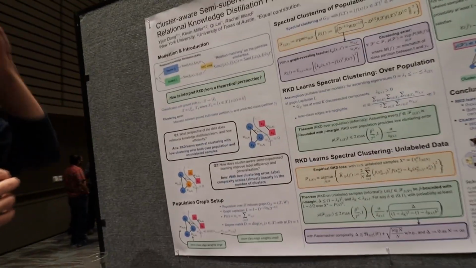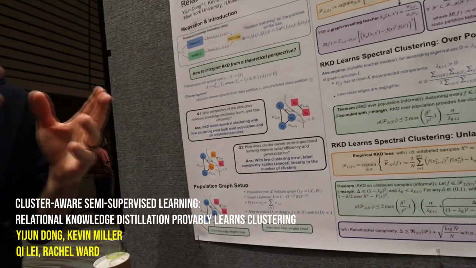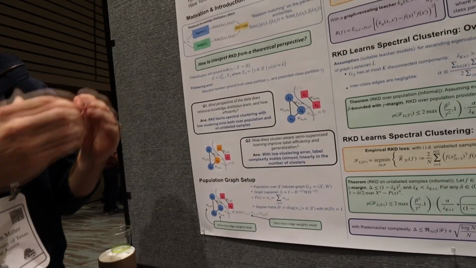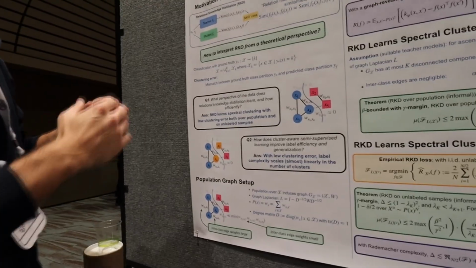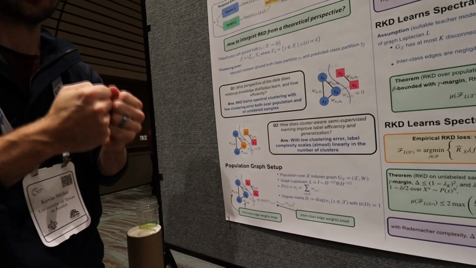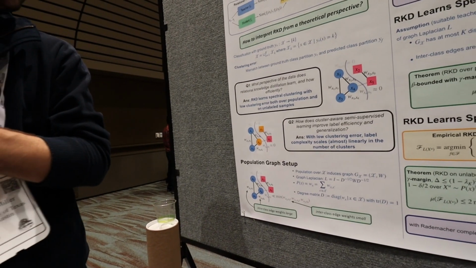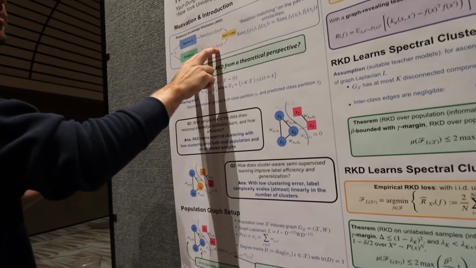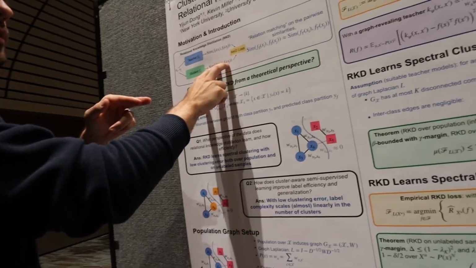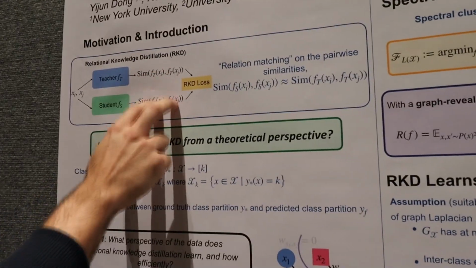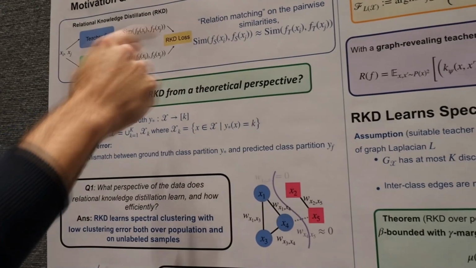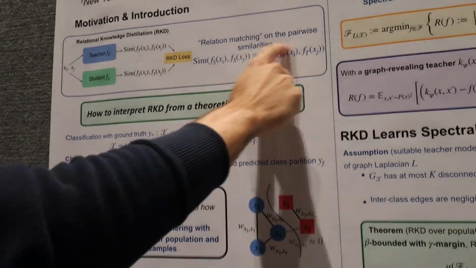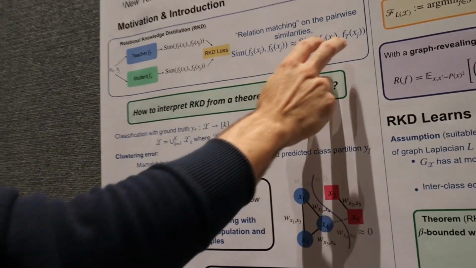So what we're trying to do here with knowledge distillation is saying that I've got some teacher model that's really large, and I need to teach a smaller student model. Instead of just trying to get the student model to learn exactly the outputs that the teacher model gives, I'm going to take pairs of inputs and make sure that the similarity between what the student model gives on those inputs is similar to that of the teacher model. This is relation matching. I want the similarity between f_S(x_i) and f_S(x_j) to be close to the similarity given by the teacher model.